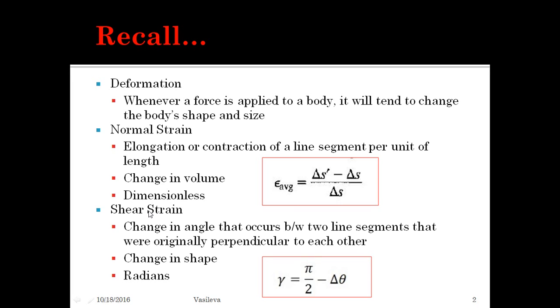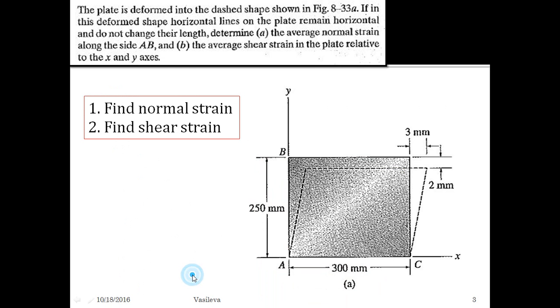Shear strain. So it's a change in the angle between the original line segment and the new line segment, and you'll see what I'm talking about when we do an example. So this typically changes the shape, and this is our equation, pi over 2 minus theta. And the units here are radians, so you're going to end up having to convert from degrees to radians.